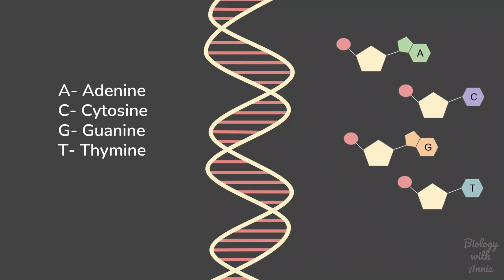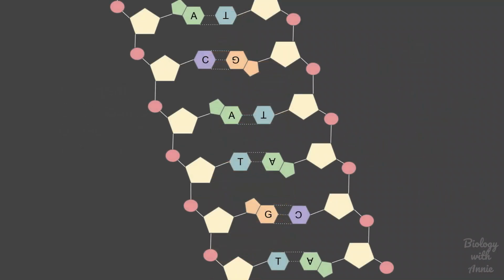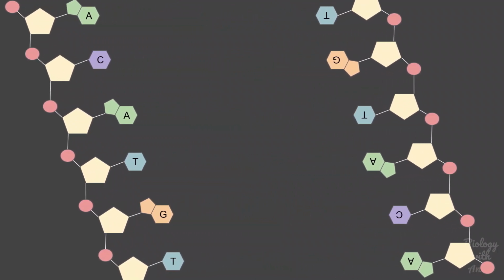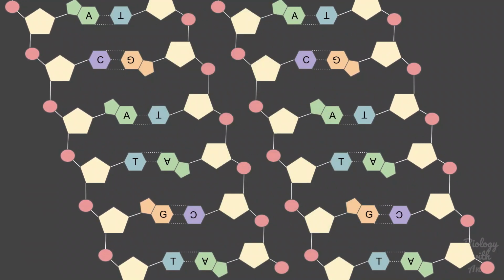Each DNA molecule consists of 2 such strands which are held together by weak hydrogen bonds, with A bonding with T and C bonding with G. This complementary bonding allows each strand to serve as a template for the synthesis of a new strand. This process is known as DNA replication.